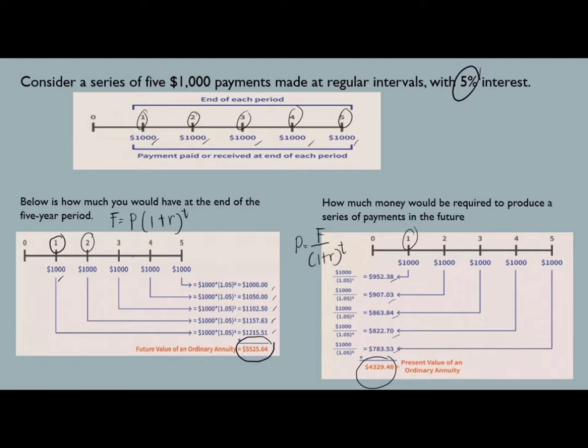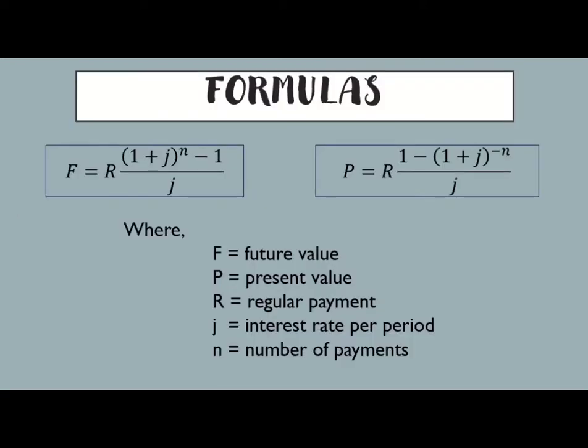Okay, so we have here a formula for the annuity. So, how do we compute faster? Okay, so the formula for the future value. So, F equals R, that is the regular payment, times 1 plus J raised to N minus 1 over J. So, remember our J here. This J.